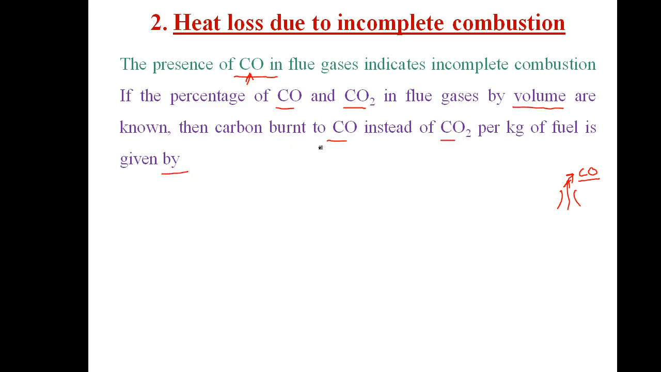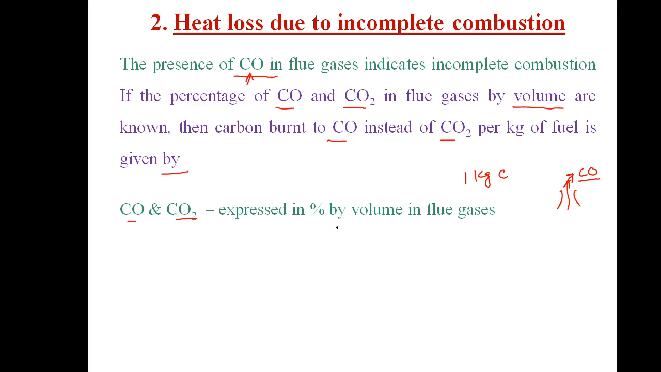So carbon: if, for example, 1 kg of carbon is burned, then how much of that carbon has burned incompletely, we can find out. So the carbon burned to CO, out of 1 kg, meaning how much carbon is burned into carbon monoxide instead of carbon dioxide, can be calculated if we know CO and CO2 expressed in percentage by volume in the flue gases.